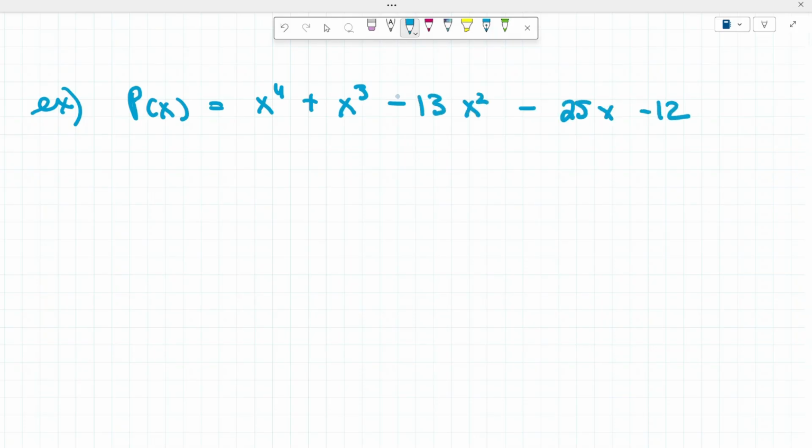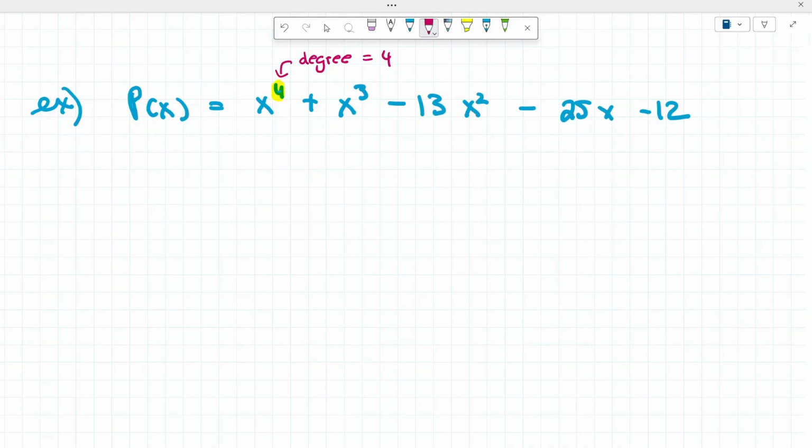I want to go into an example that will help clear up all of this. So we're going to consider a polynomial: p of x equals x to the power of 4 plus x to the power of 3 minus 13x squared minus 25x minus 12. So what is the degree of this? Well, the degree of the polynomial is the highest order of x. So in this case, the degree of this polynomial equals 4. So 4 is considered a high order polynomial.